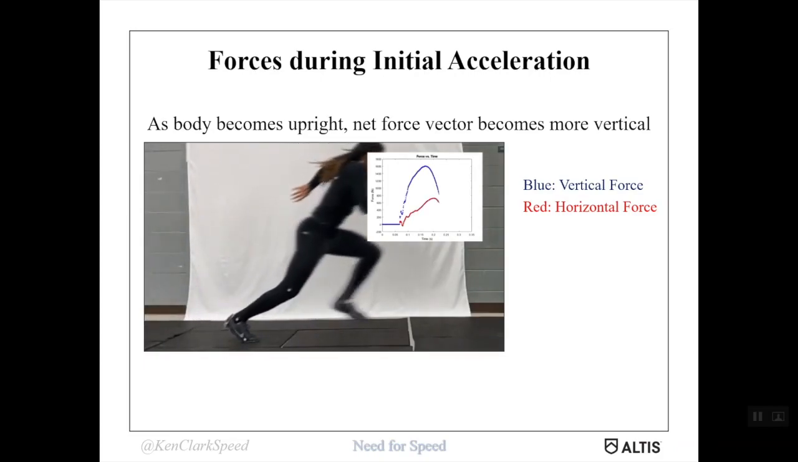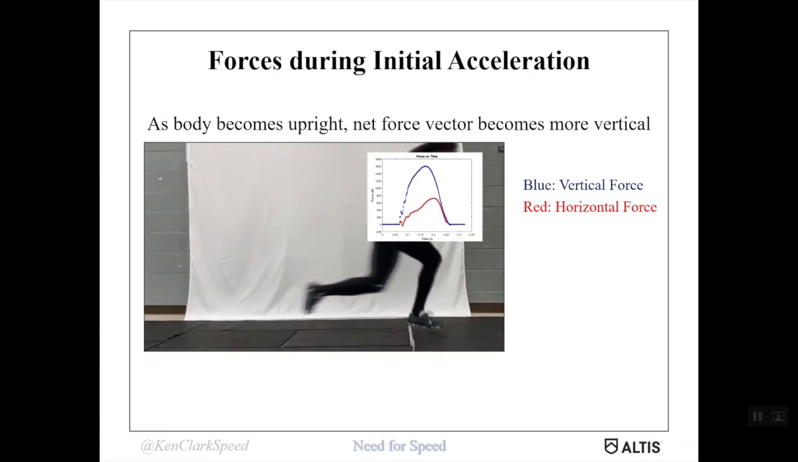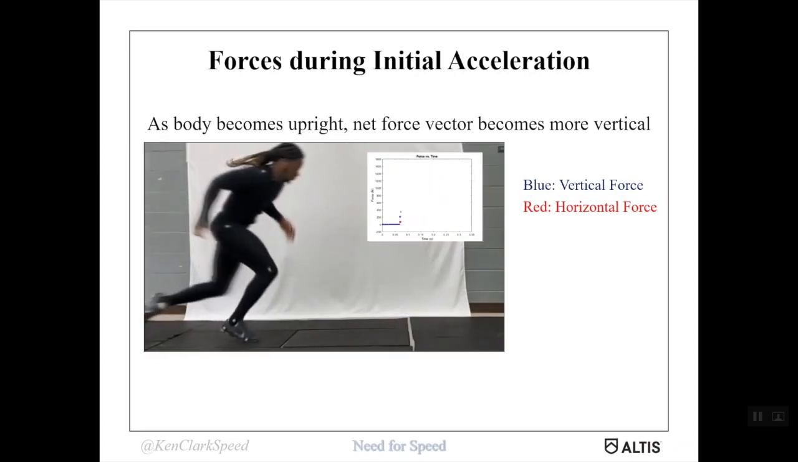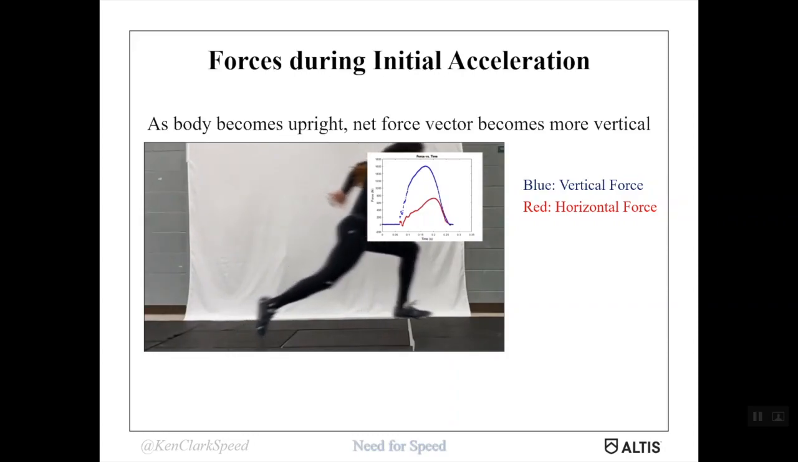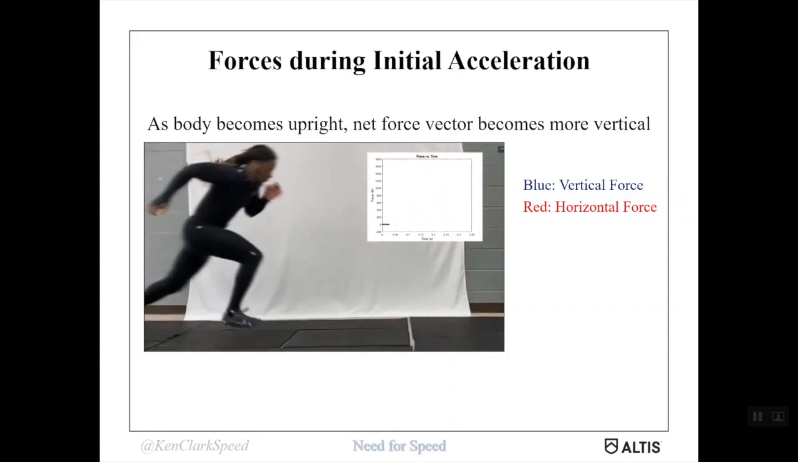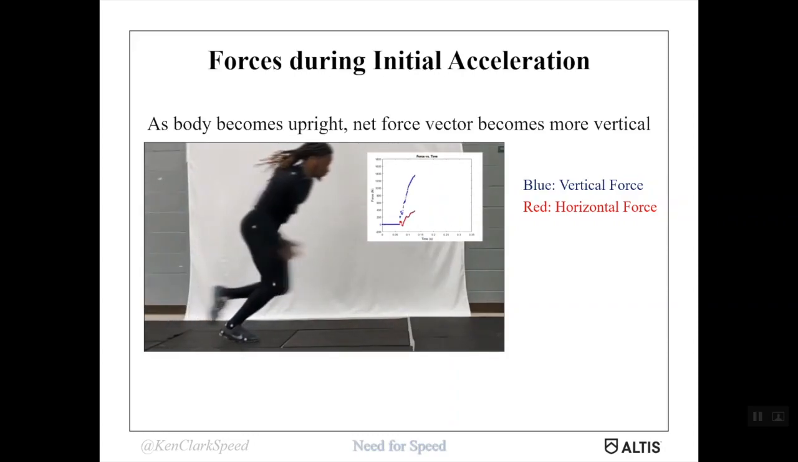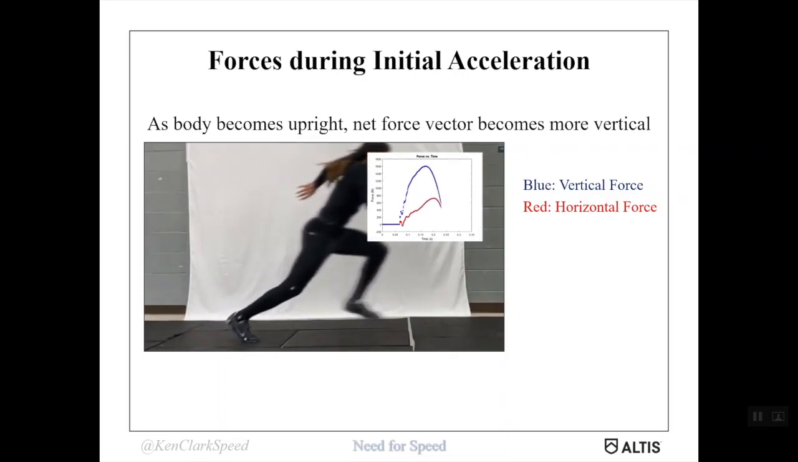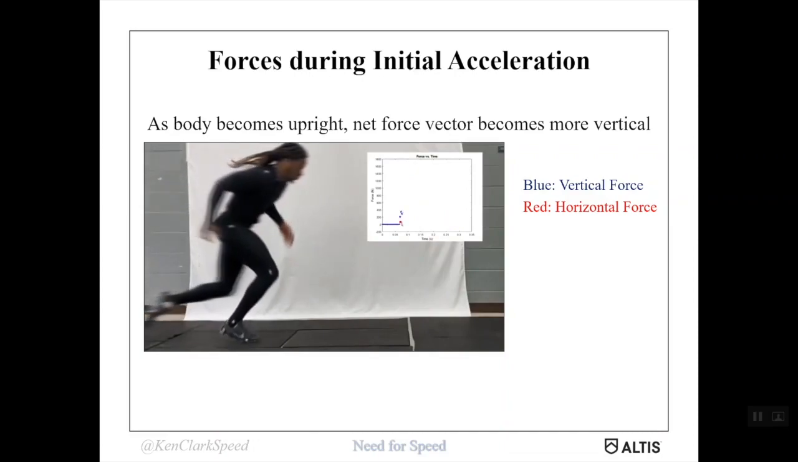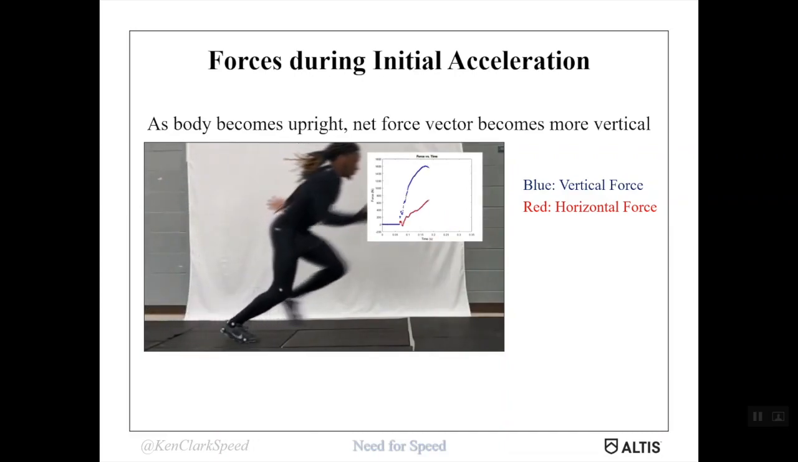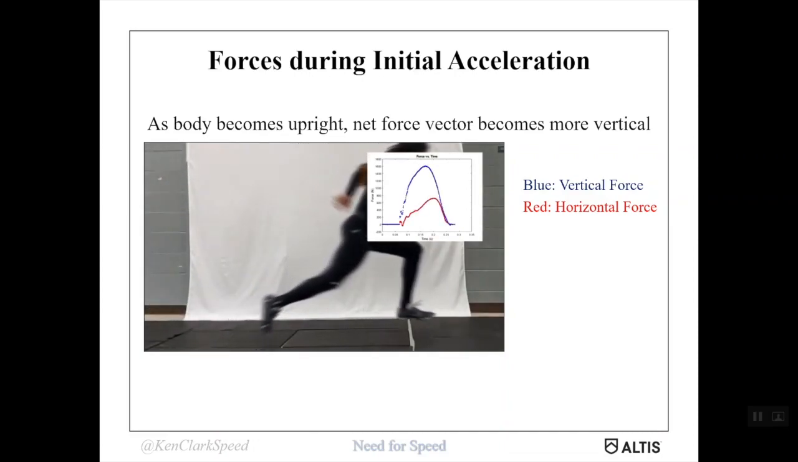In this video, the athlete is transitioning upright as he proceeds through initial acceleration. We see the vertical force in blue and the horizontal force in red. What we notice is, compared to the last slide where the athlete was starting out from a stationary start, as the athlete transitions upright here, the vertical force is larger in magnitude and the horizontal force is becoming smaller in magnitude.